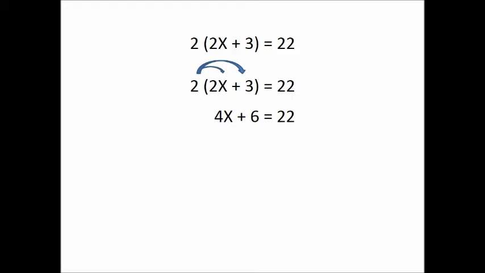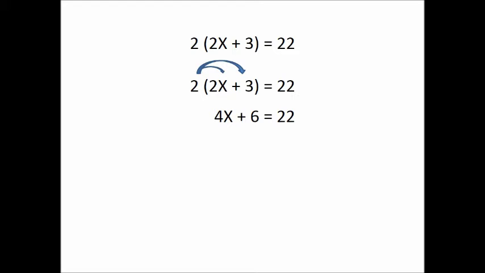2 times the quantity of 2x plus 3 equals 22. So 2, parentheses, 2x plus 3, equals 22. So first thing we want to do is distribute. We learned this a few times ago. Basically, that's the hand grenade thing where the hand grenade goes over the wall.